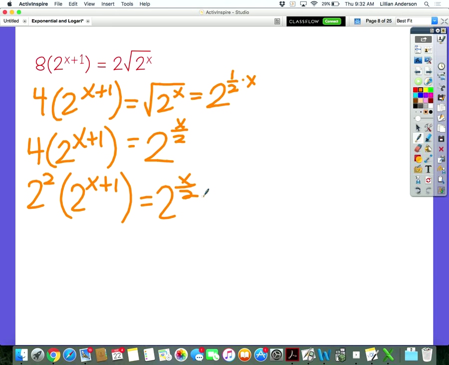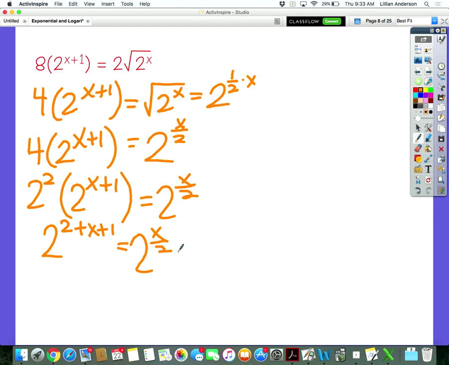And what does this parenthesis mean? Multiplying. So when I'm multiplying with the same base, what do you do to your exponents? Set them equal to each other. You add them. Because at this point, we can't set them equal to each other because technically we don't have one number equal to another number. We have to basically condense this by adding our exponents together.